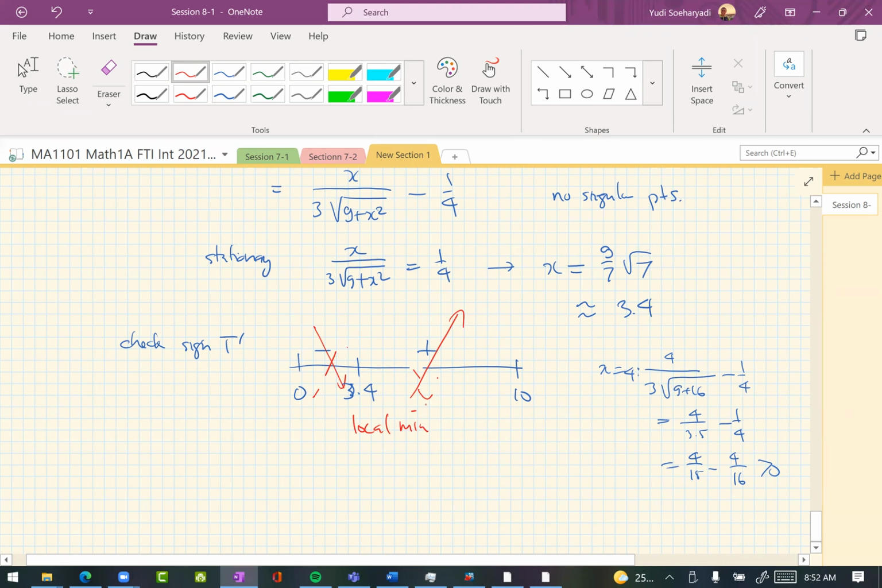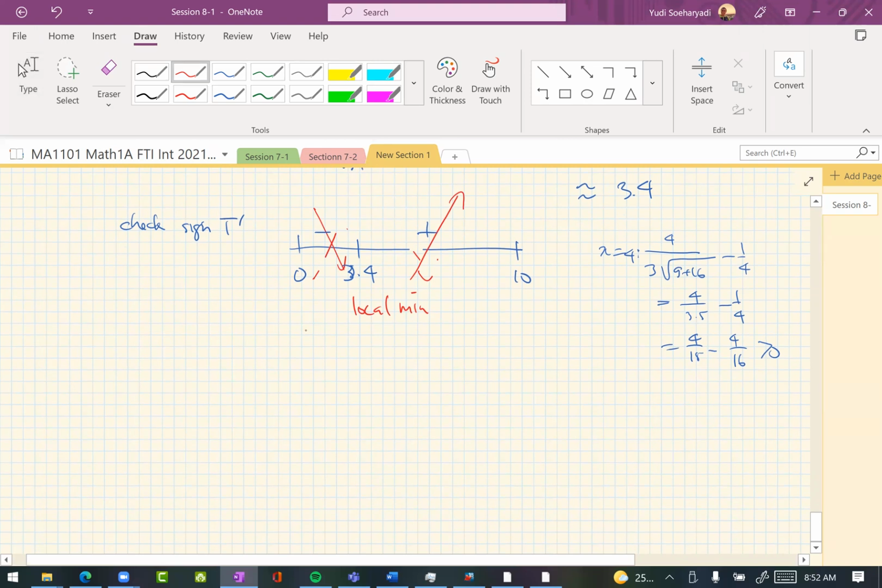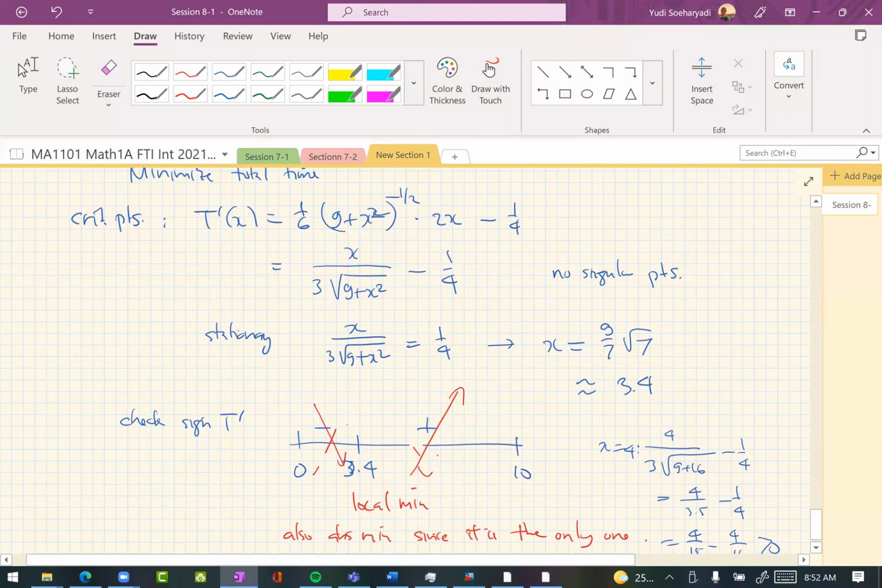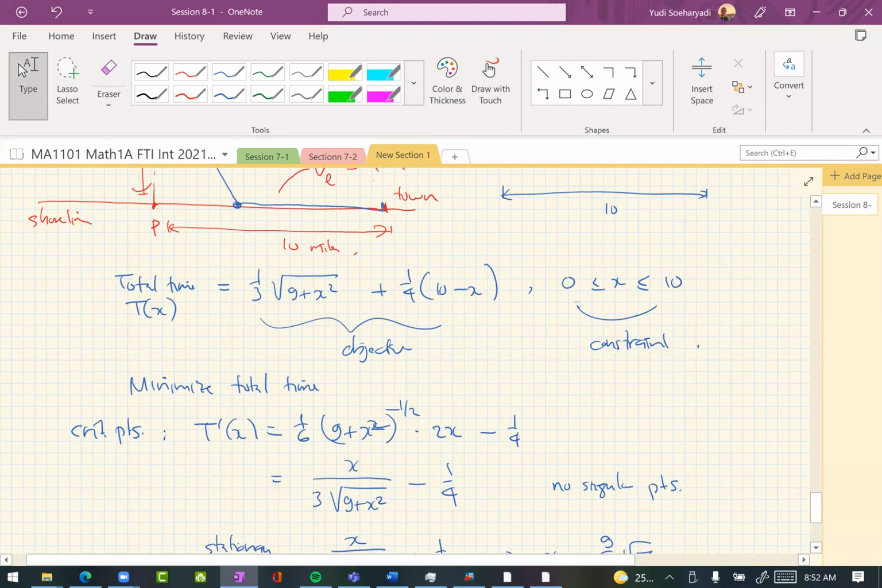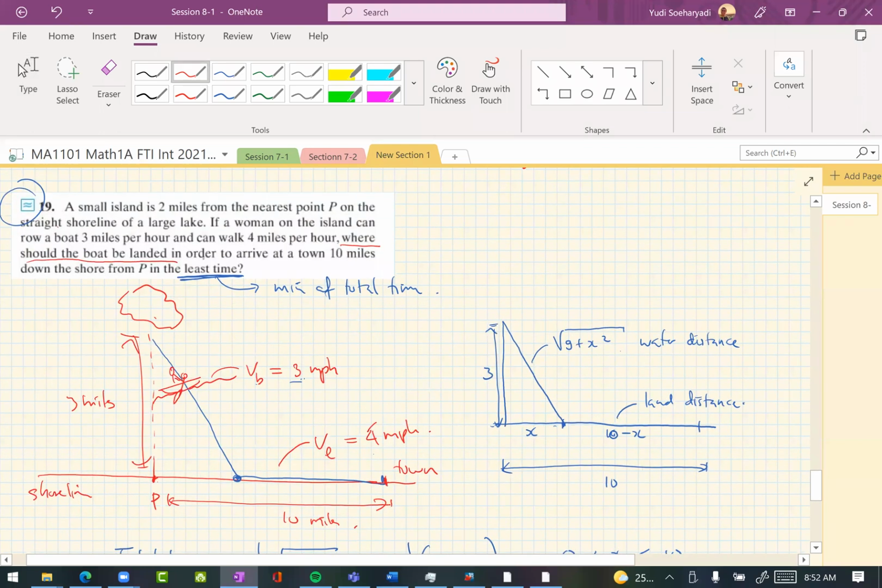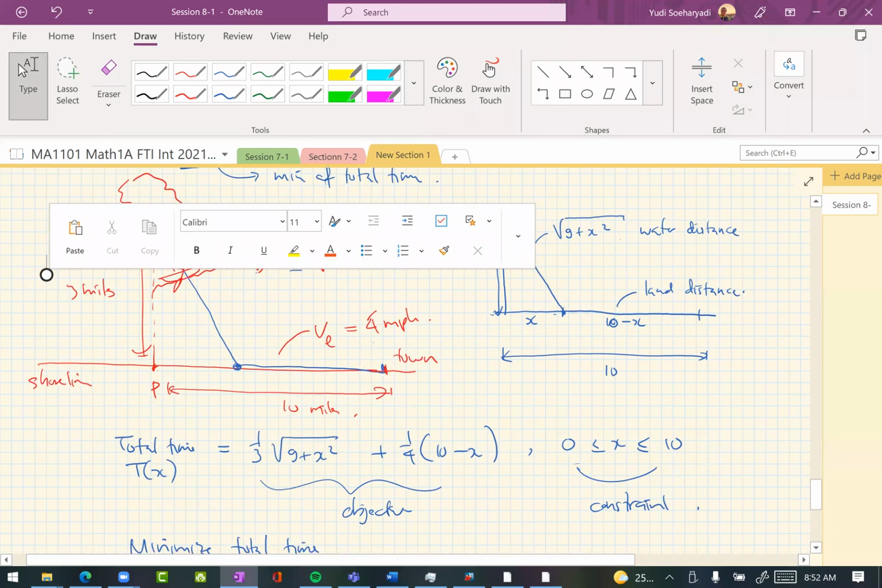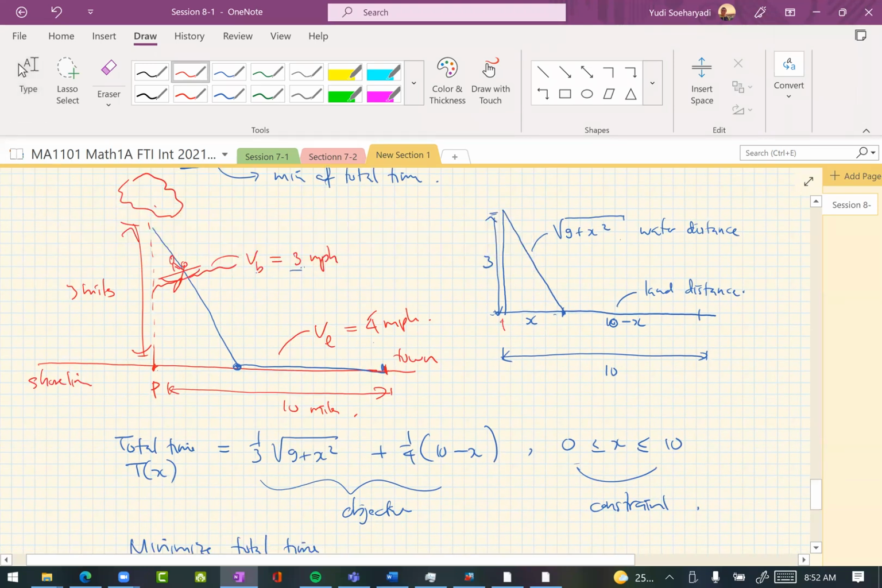And because that is the only local min, it should also be the absolute min. The only one. Okay. So x should be 3.4. Any questions? The question is about x. So 3.4 miles from that point P.